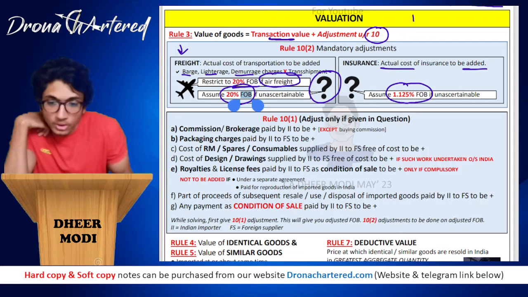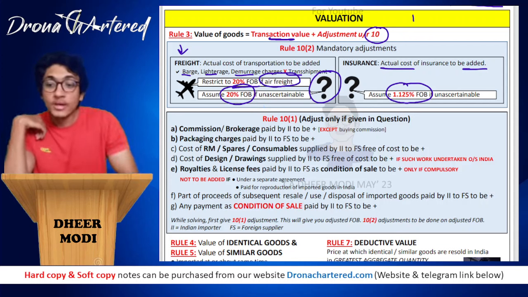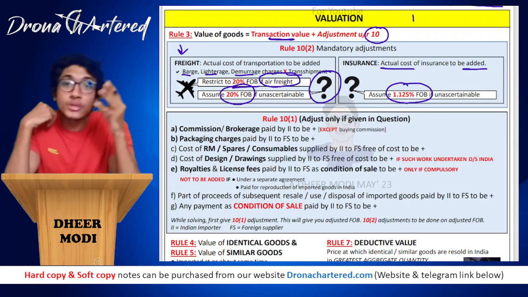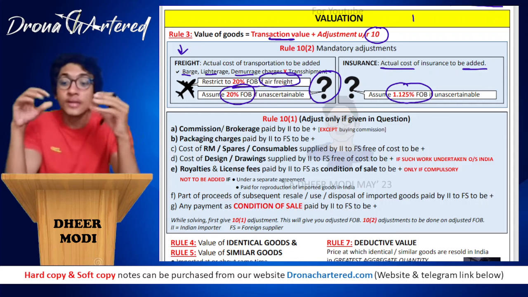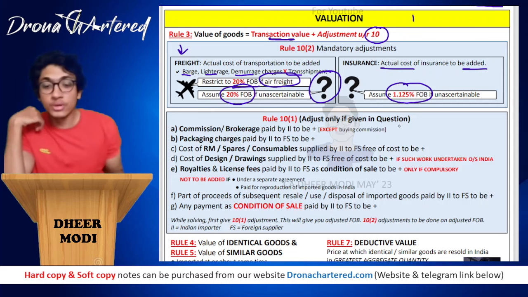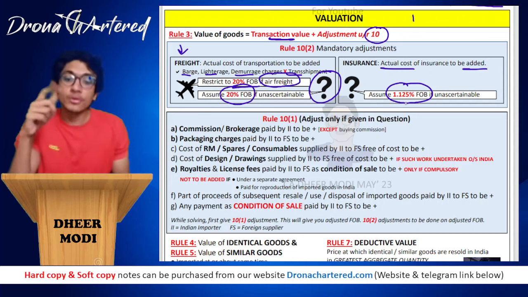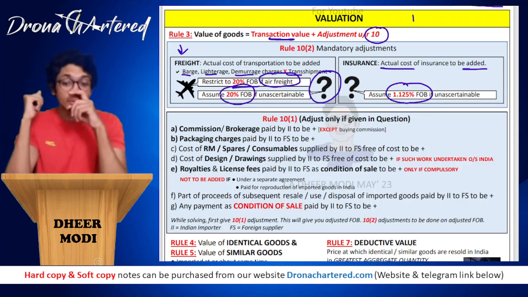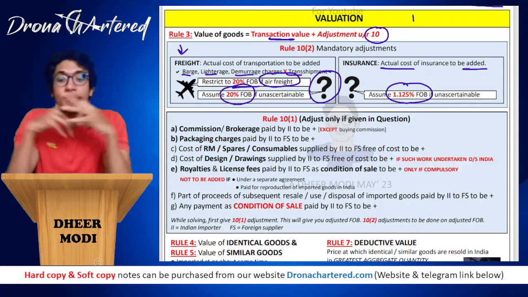Okay, so over here also we are focusing on FOB and over here also we are focusing on FOB. So please make sure if in the question they've given you CIF or if they've given you FAS, you have to calculate FOB and then you have to put these percentages. Okay, so 20% in case of freight and 1.125% of FOB in case of insurance. So these were your mandatory adjustments.